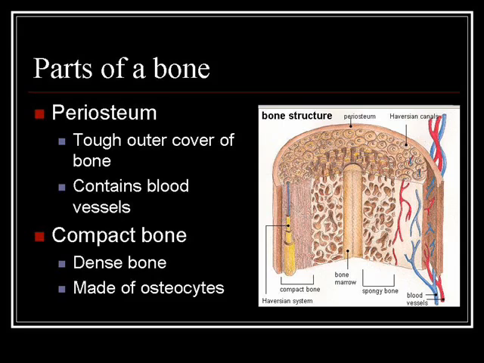Continuing to work our way to the inner core of the bone, the next layer is the compact bone. You can see from the diagram there that it's really dense bone that's just inside, underneath the periosteum. It's very strong, and it's made of osteocytes. So osteo again meaning bone, and cytes meaning cell.